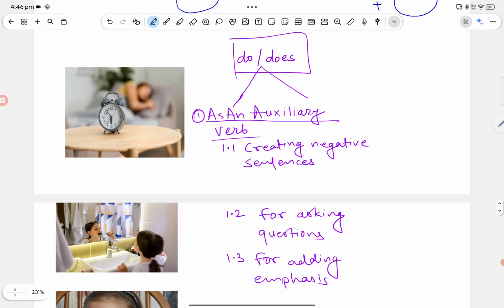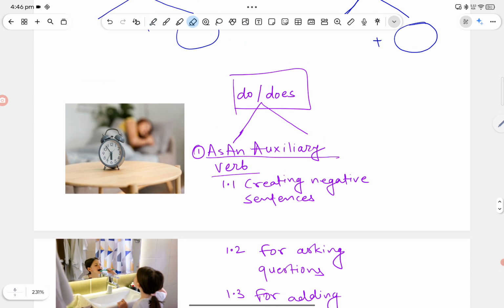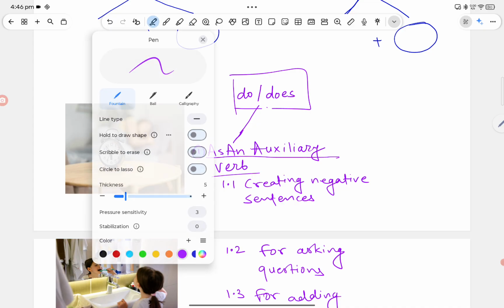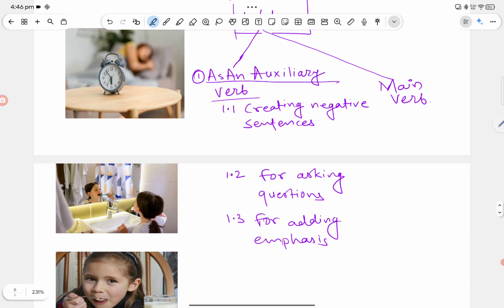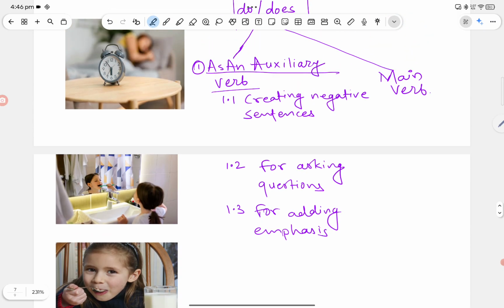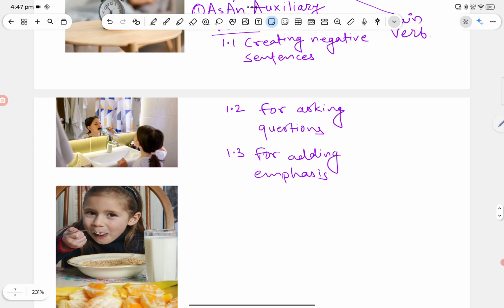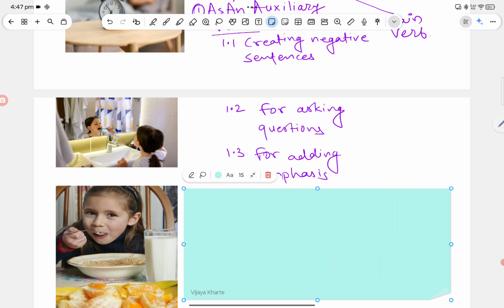Now, what is the second role? I'll erase this and let us discuss the second role. The second role is that it plays the role of main verb. Let us look at it in detail now. At first we'll see what role it plays in creating negative sentences in simple present tense.